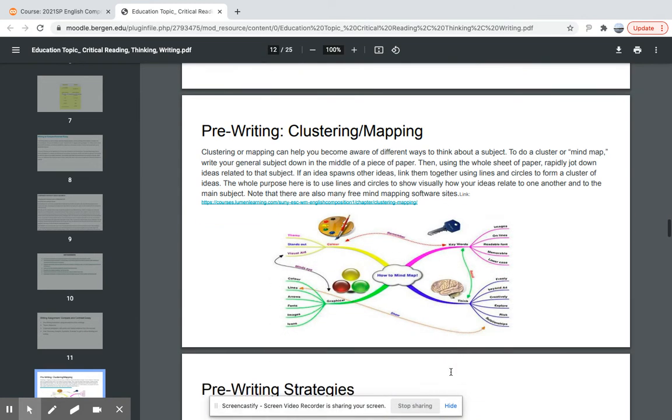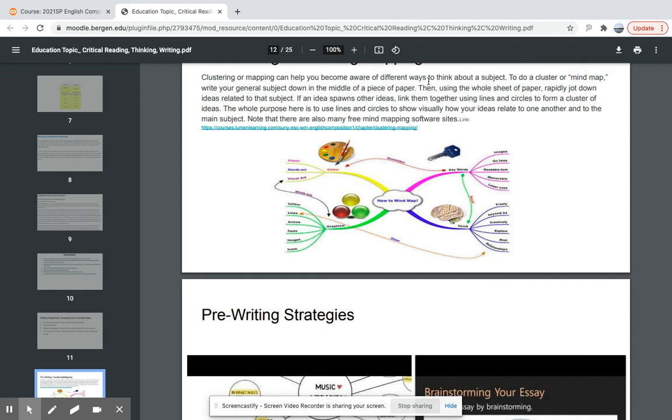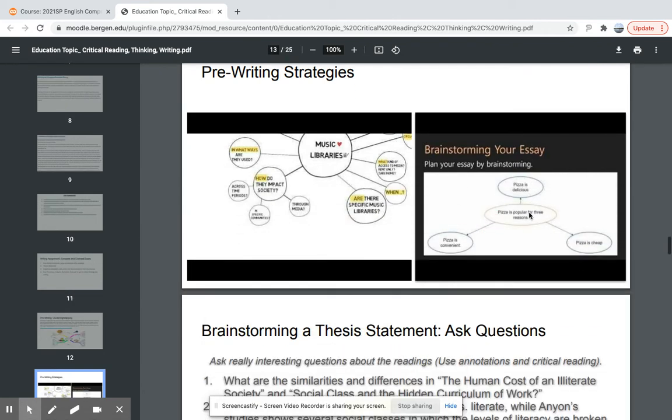So the pre-writing clustering map is one way to start to get your ideas flowing. So you have a general idea of what's interested you under the topic of education, right? And you can create these cluster maps. This is a further link that can bring you through to more examples of that. Here are two essays that you can watch to help you do these brainstorms.